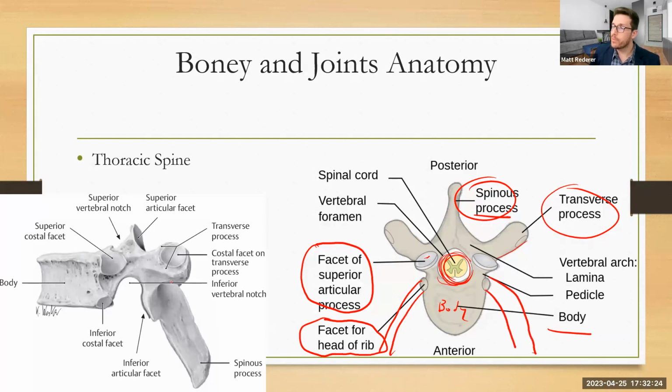We can see it from a side view here. Here's that spinous process. Here's the body. Here's that superior articulating process. We have the transverse process over here. Or actually, I'm sorry, that's a costal. Here's the superior and inferior articulating process, and here's where the ribs attach.